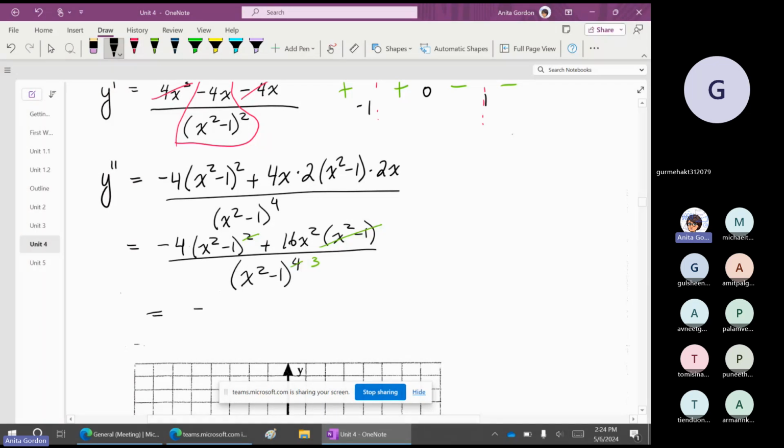So this is going to be negative. Oh, and then I can expand the brackets. Negative 4x squared plus 16x squared is what? 12x squared, right? Negative 4x plus 16 is 12. x squared plus 4 all over x squared minus 1 to the power 3. So here is f double prime.